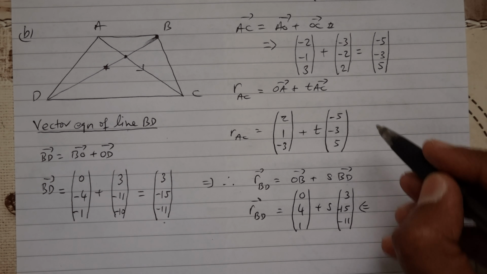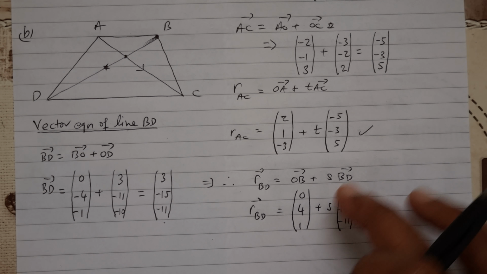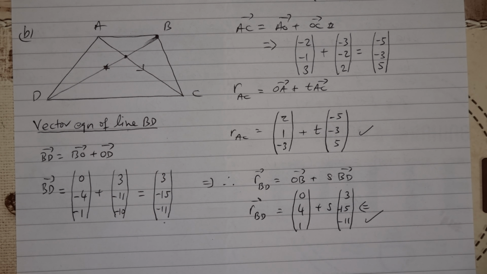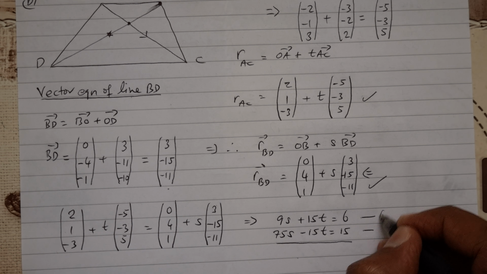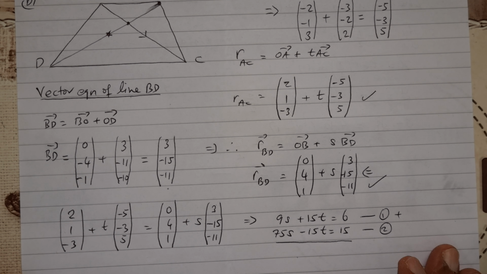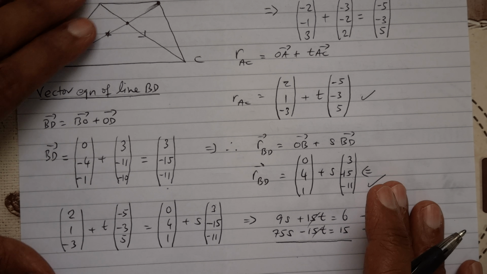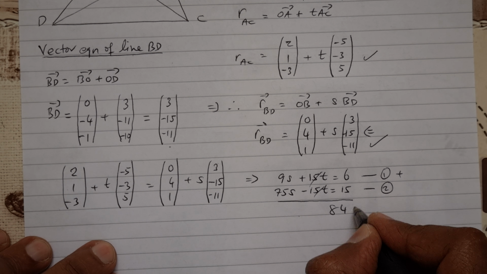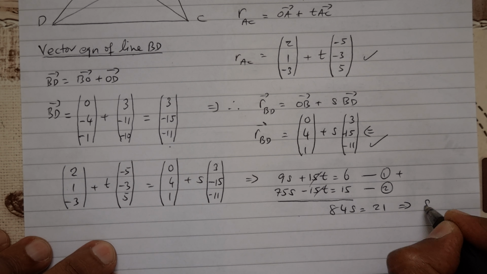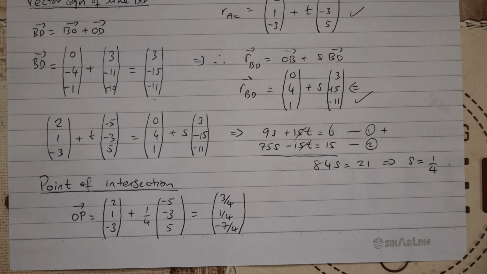So what we're going to do now is equate this to this and build equations to solve for those parameters. If we do so, we get the following simultaneous equations. This is 1 and this is 2, and adding these two up, you should be able to cancel those two, and 9 plus 75 is actually 84. So we have 84s is equal to 21, leading to s is equal to 21 over 84, which is 1/4.